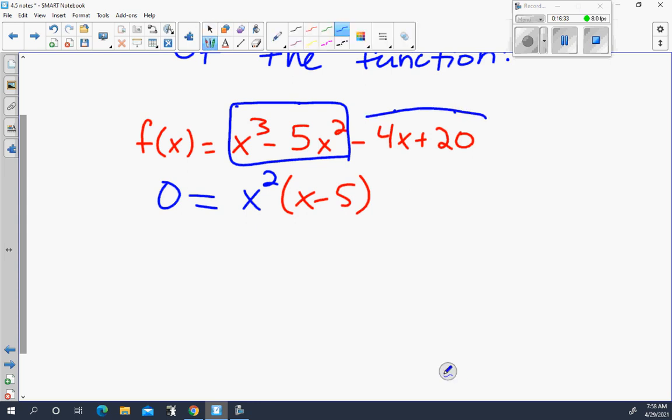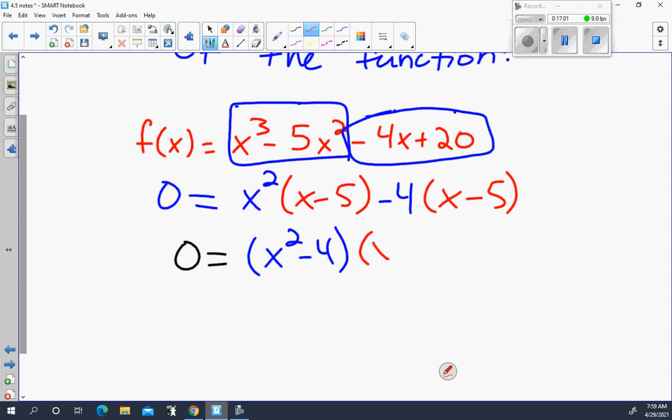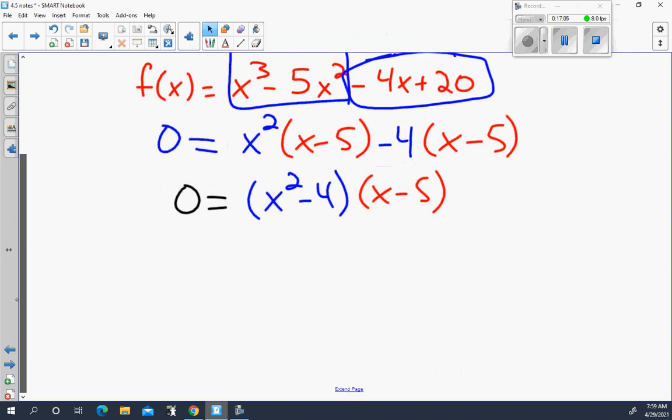Over here, we're going to factor out a negative 4. x minus 5 is left. Down here I have 0 is equal to, in my blue marker is one parenthesis, so x squared minus 4. And in my red marker is x minus 5. And almost done.